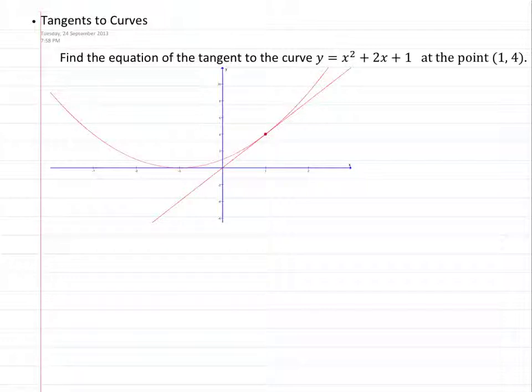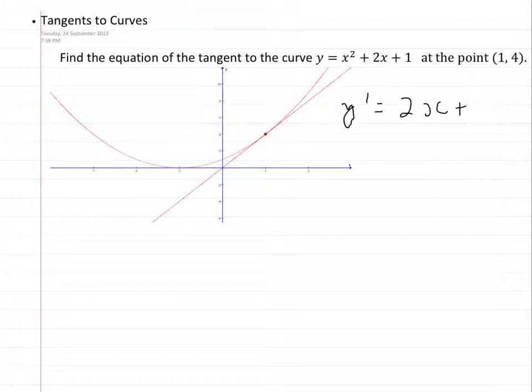Whenever we're finding an equation of a tangent, we know we're up for differentiation. We're going to have to find the derivative of y equals x squared plus 2x plus 1. The derivative is quite simply y dash equals 2x plus 2. That enables me to find the gradient at any point on the curve, the gradient of a tangent. My point of interest is (1, 4).